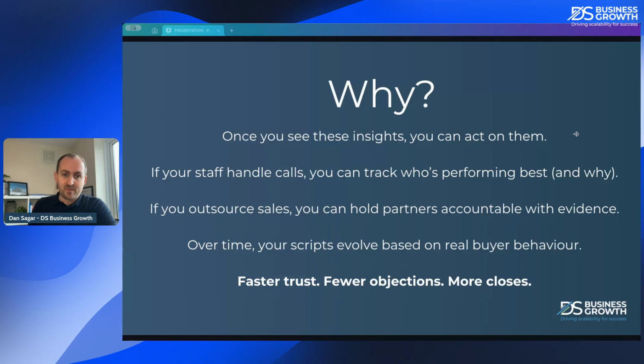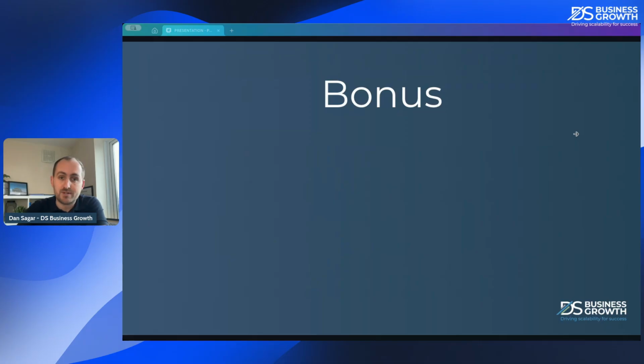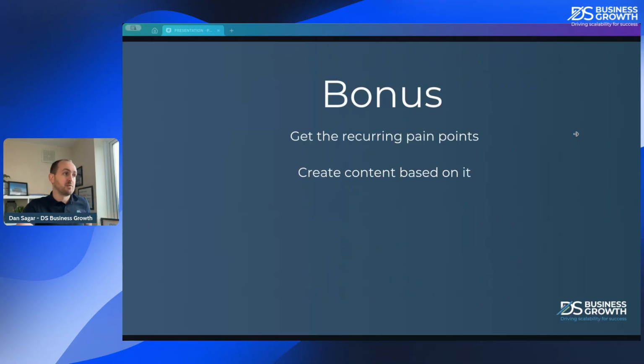So you can do all of these things, and you can even evolve your sales scripts as well based on real buyer behavior and their trust. Okay. And as you get that trust and fewer objections, you will close more business. And as a bonus, you can get those recurring pain points. You can then create content based on it. So if these things keep coming up on your sales calls, you can generate content that's talking to the pain points of your prospects and your clients.